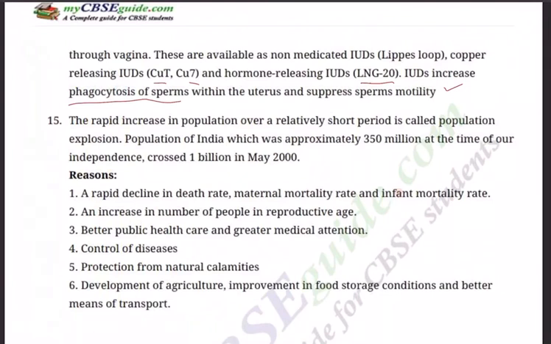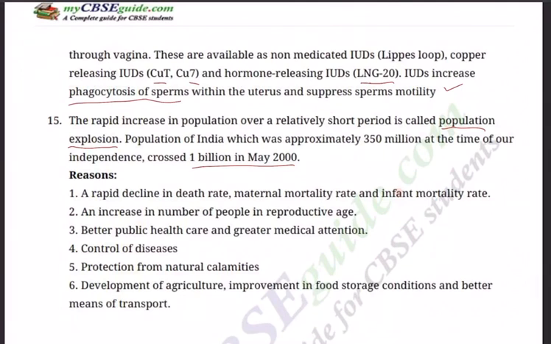15. The rapid increase in population over a relatively short period is called population explosion. The population of India, which was approximately 350 million at the time of our independence, crossed 1 billion. Reasons: a rapid decline in death rate, maternal mortality rate, and infant mortality rate. That is, per 100, how many mothers are dying, how many babies are dying, and in general, how many people are dying. That is death rate, maternal mortality, and infant mortality. So the rate has come down because of rapid advancements in the medical field.